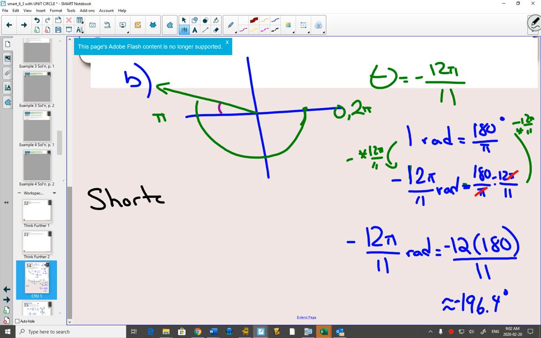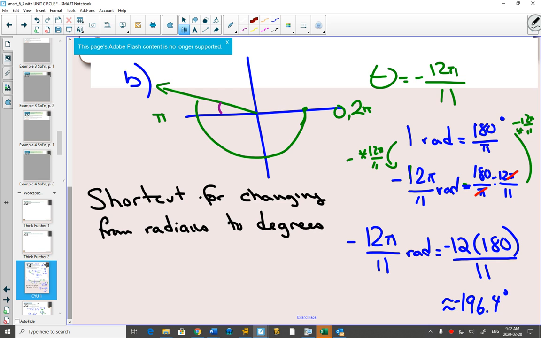And we're also going to make a note of a shortcut for changing from radians to degrees if there's a pi involved. So notice I have negative 12 pi over 11, and I'm wanting to change that from radians to degrees. Take a look at the work that we did and see if you can figure out a shortcut.